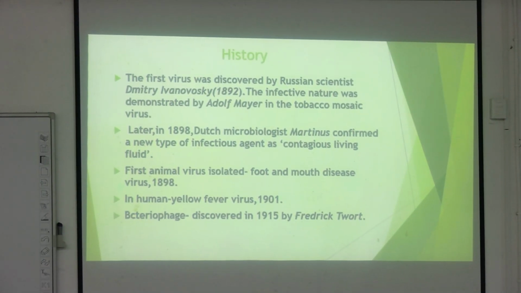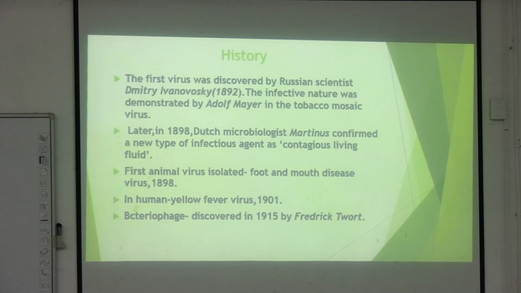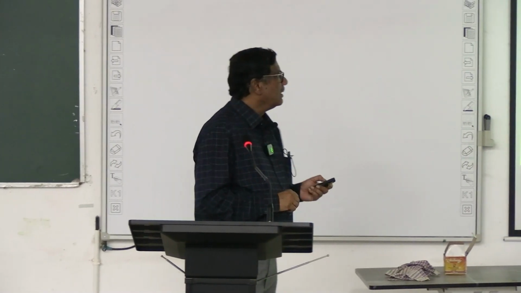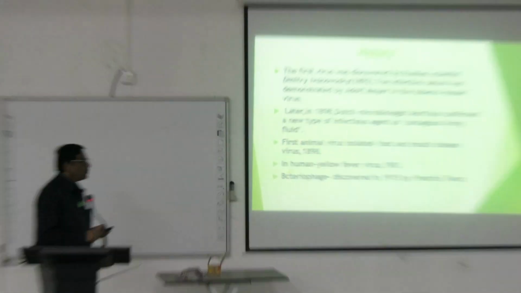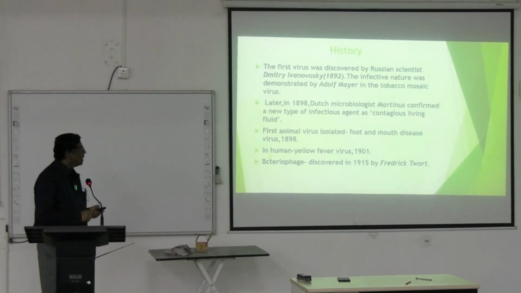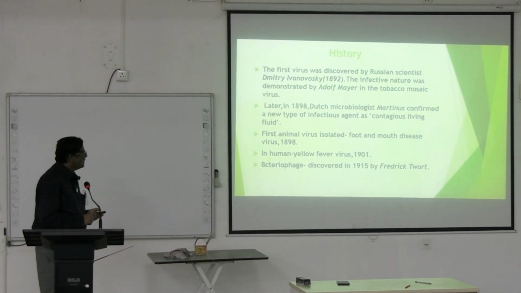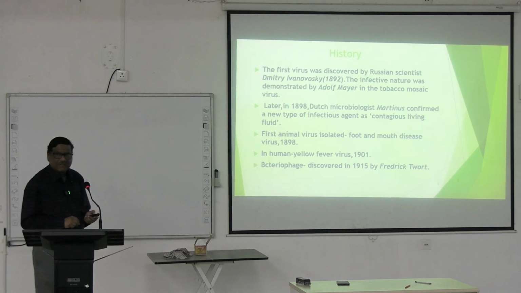If you see the history, the Russian scientist Ivanovsky, 1892, first declared that something is there, but the name was not known at that time. Some microorganism or something is there. Later on, the infective nature was demonstrated by Adolf Meyer in the tobacco mosaic virus. Later in 1898, the Dutch microbiologist Martinus confirmed a new type of infectious agent, contagious living fluid. The name is not known.